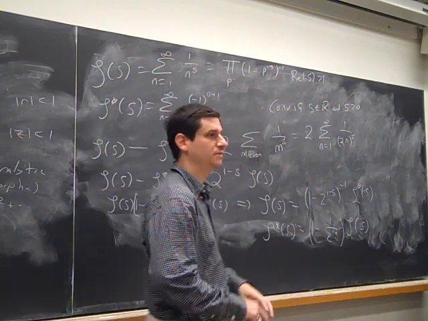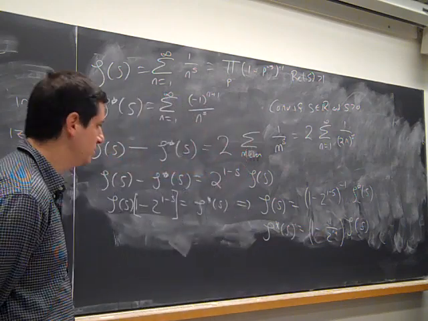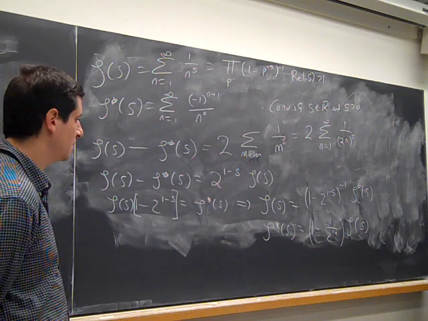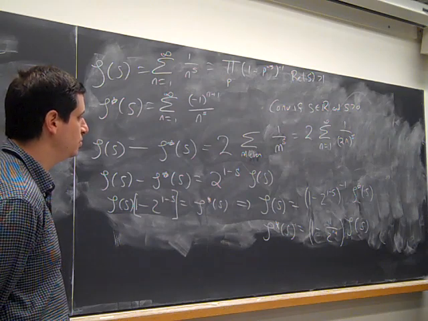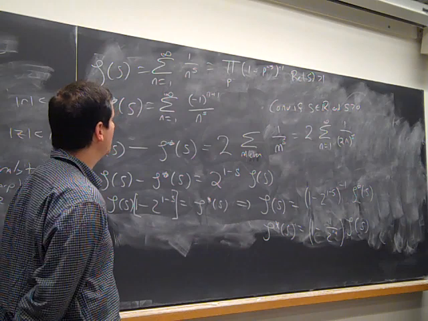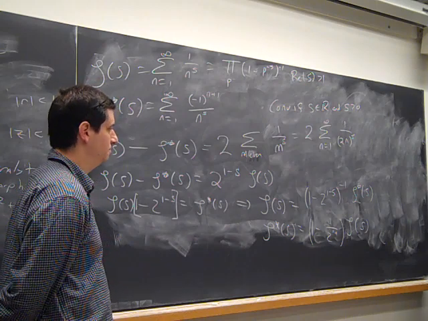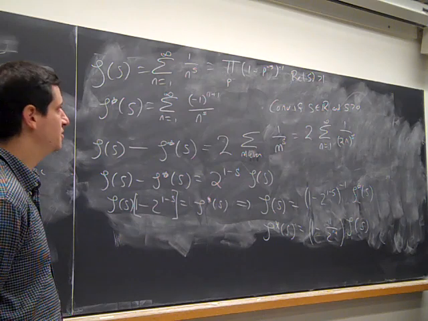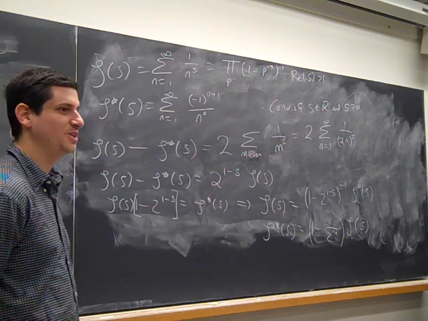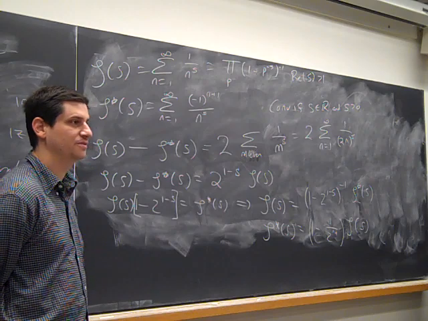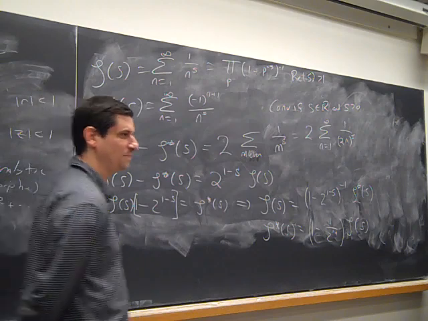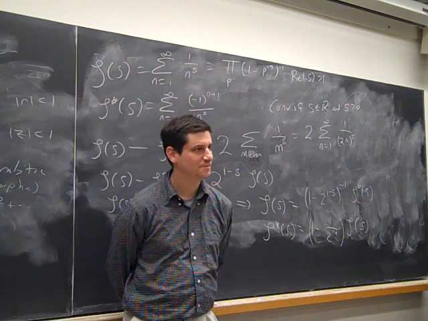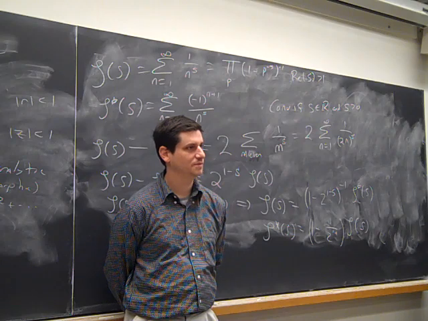Yes? This still isn't defined at s equals 1, right? It is still not defined at s equals 1. Now if we try to define it at s equals 1, let's see. What is zeta star of 1? Alternating harmonics. It's the alternating harmonic series. What's the alternating harmonic series? Converge.